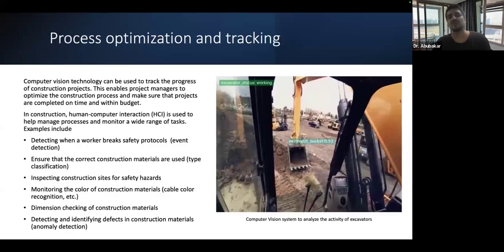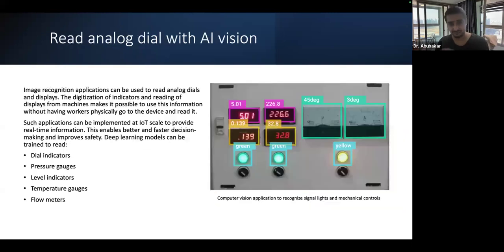And then process optimization and tracking, right? Again, productivity, how we are doing the productivity. Measuring our productivity in real time using AI is very important, so that we can optimize our equipment, right? That is, how many excavators or dump trucks are needed.